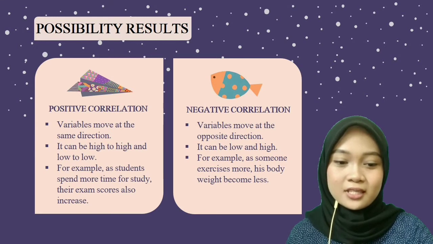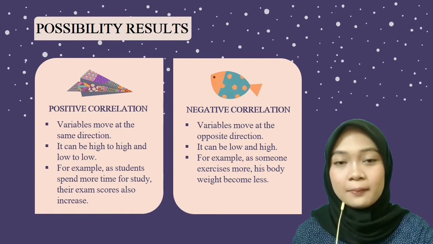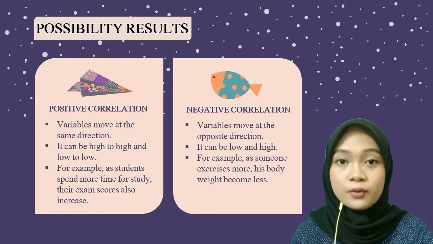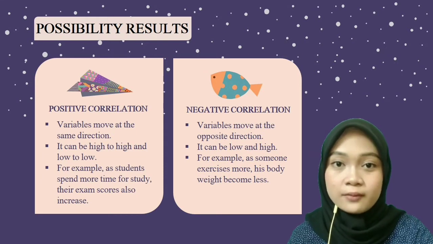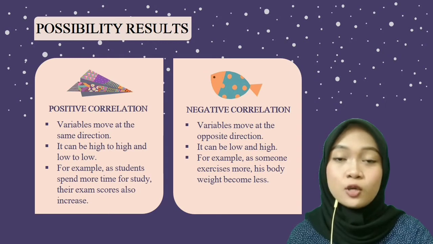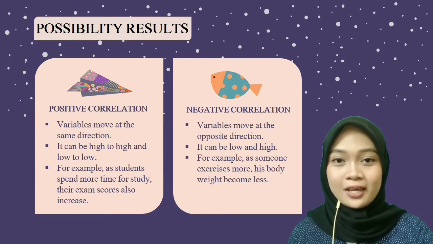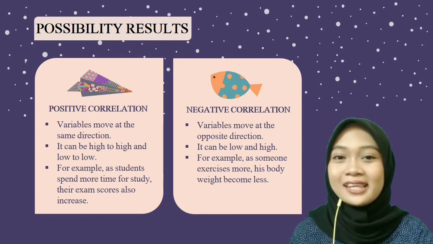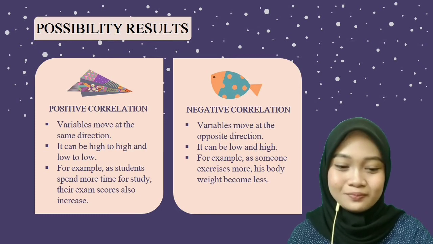The first one is positive correlation. It happens when your variables move in the same direction. This same direction can be both increasing or both decreasing. Here I provide you an example and let's identify it together.